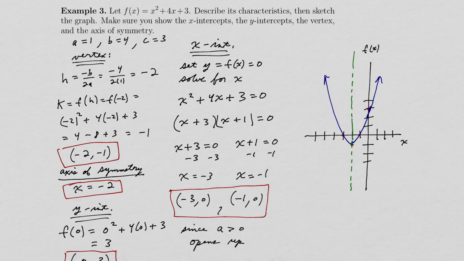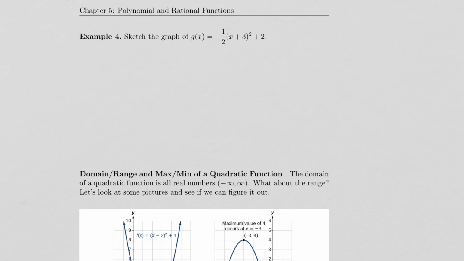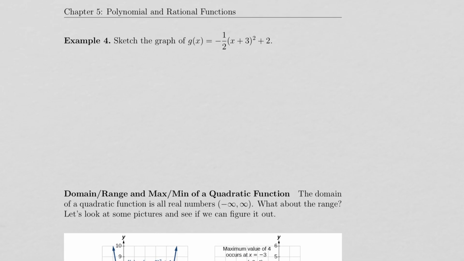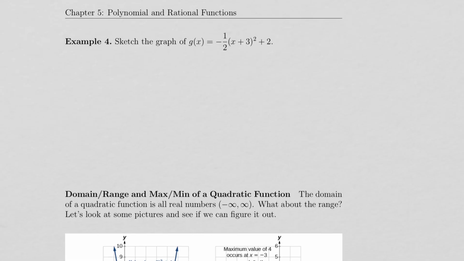Okay, let's do another one of those. Okay, so in this case, I want to sketch the graph of this quadratic function. So it's already in vertex form. So basically, we can just read off a bunch of information here. First thing, I know that a, remember the a is the coefficient in front, which is -1/2. So since a is equal to -1/2, and that's less than 0, this is going to open down. So definitely the parabola is going to open downward.